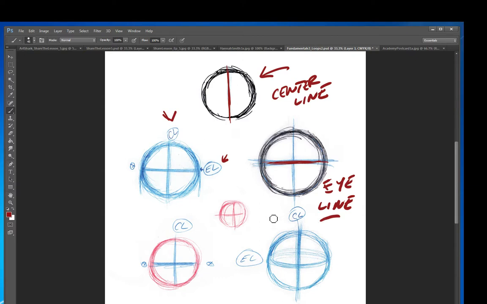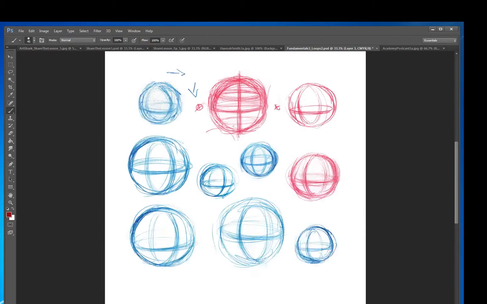So the center line and the eye line wrapping around a perfect circle. Okay, and you can see here in the lower right hand corner that what's happening with your circle, with your eye line, is that it actually operates as an ellipse. It's something that wraps around your circle like this, and I'll give you a better example of it over here. Okay, this is an ellipse. These lines that go around your circle are ellipses.